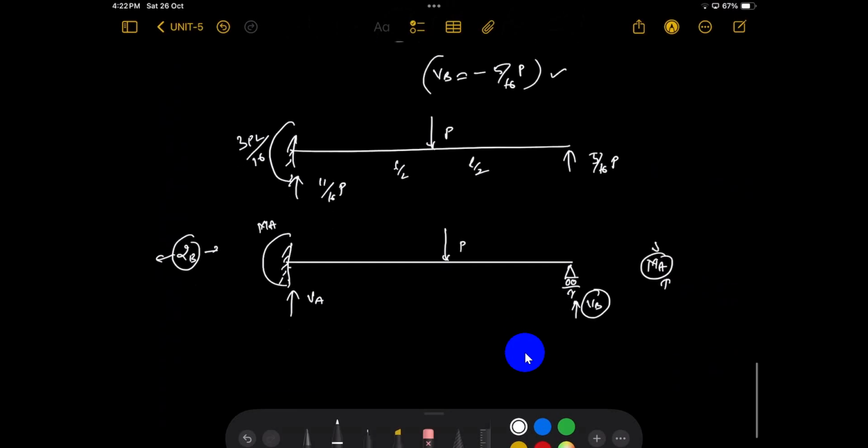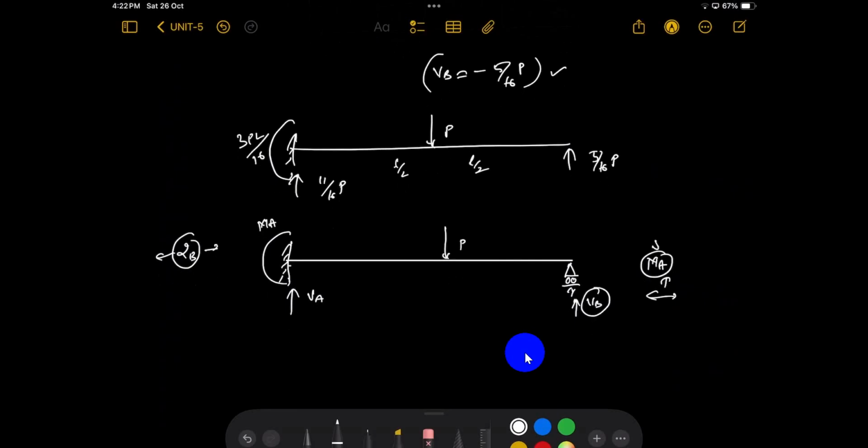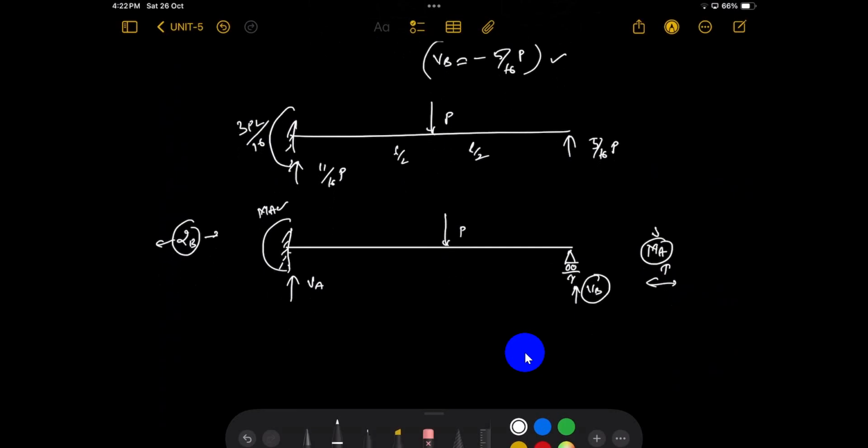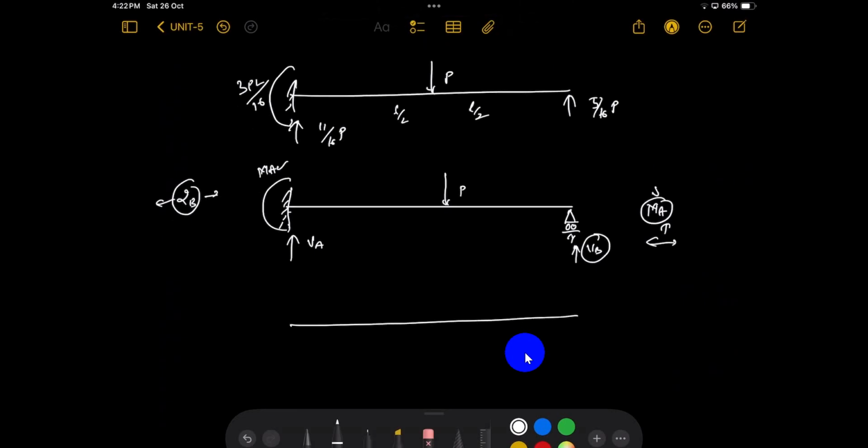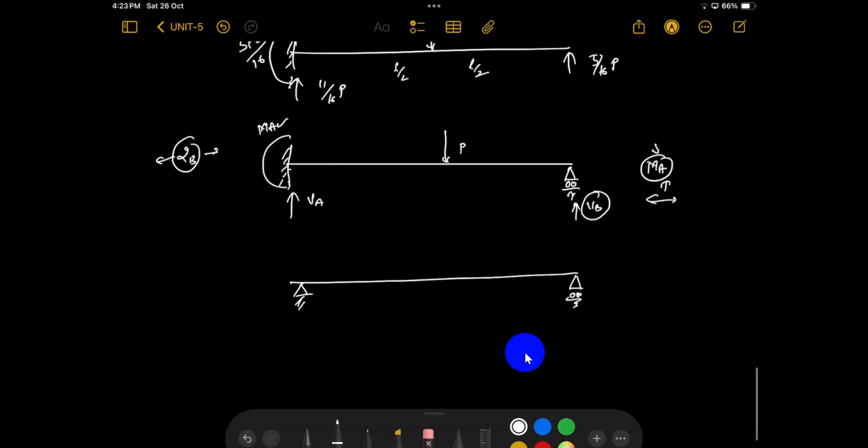Okay, so what we will do, remembering what we did previously, is remove the redundant. If you remove MA, the fixed end moment, what will happen? If you remove the fixity, it will convert into a hinge. It feels like it acts as a hinge. Just remove the fixity.